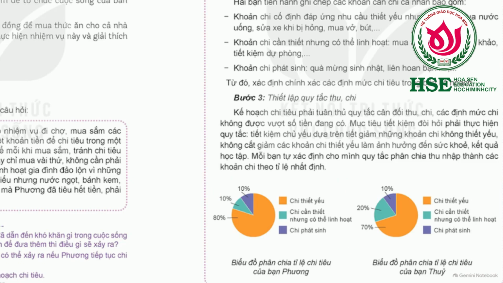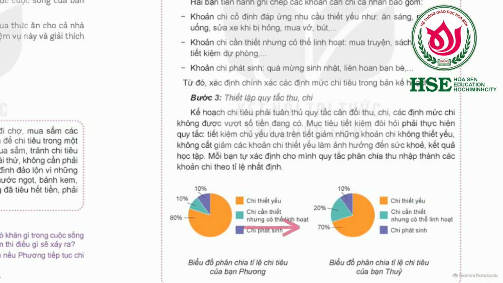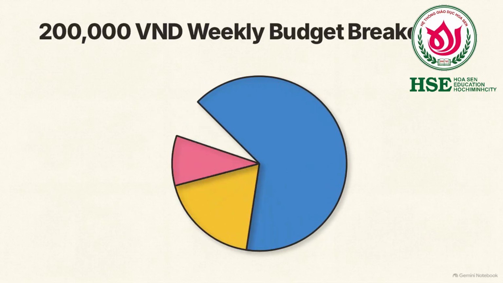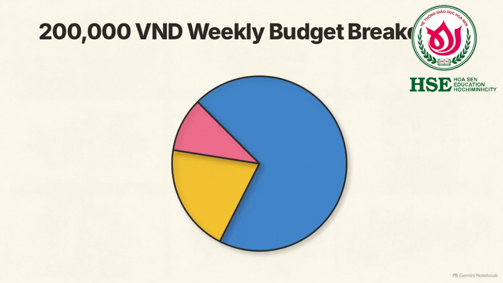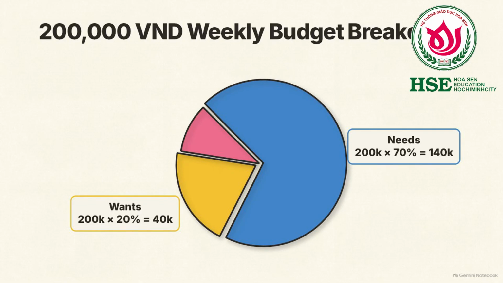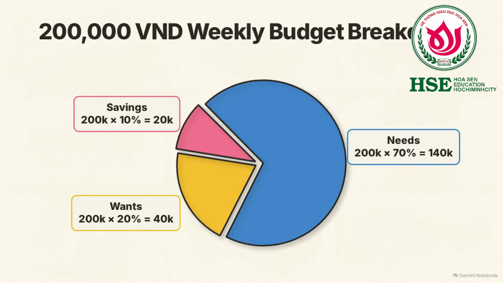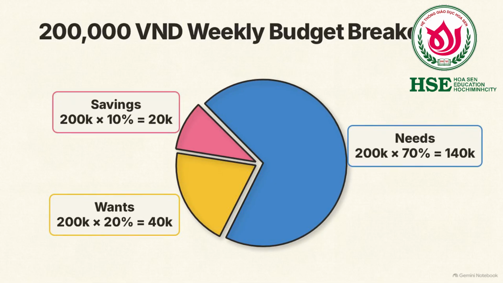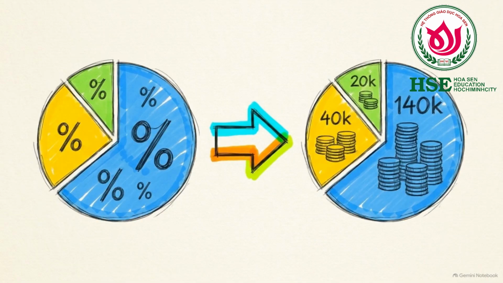Compare that to Thui's chart on the right. Thui operates on a balanced framework. 70% is reserved for needs, 20% for wants, and 10% is protected for savings and emergencies. Let's apply Thui's rule to a real weekly allowance of 200,000 dong. 70% means 140,000 dong is for needs, 20% gives you exactly 40,000 dong for flexible wants, and 10% means 20,000 dong is safely stored away. Percentages on a chart are abstract. Converting those percentages into exact currency amounts gives you a specific limit for your spending.